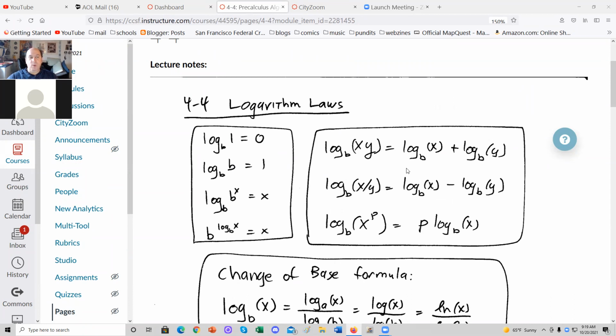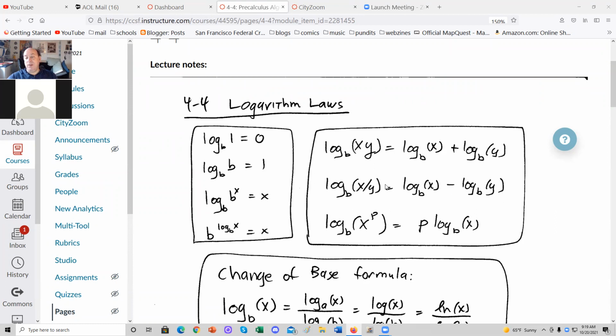Now, one rule of exponents is that a to a sum is a product. A to the x plus y is a to the x times a to the y. Exponential turns plus into times. Logarithm does the other way around. The logarithm of a product is a sum. Log base b of xy is log base b of x plus log base b of y.